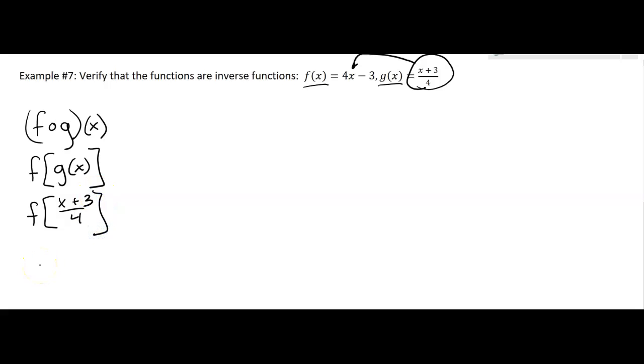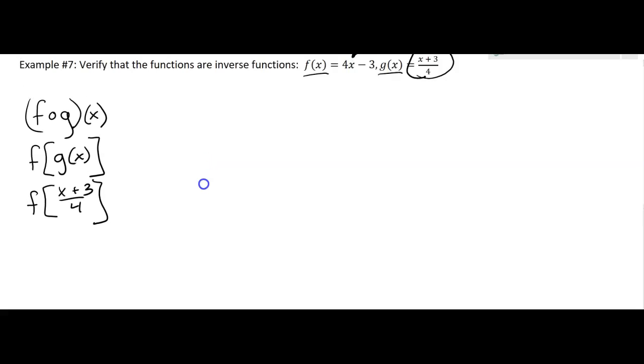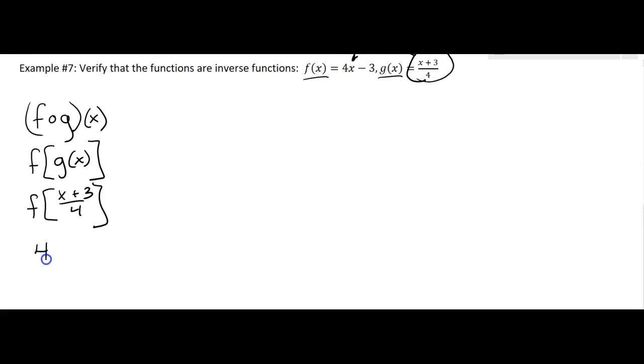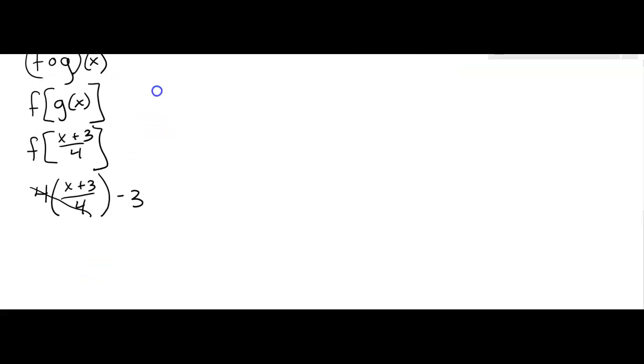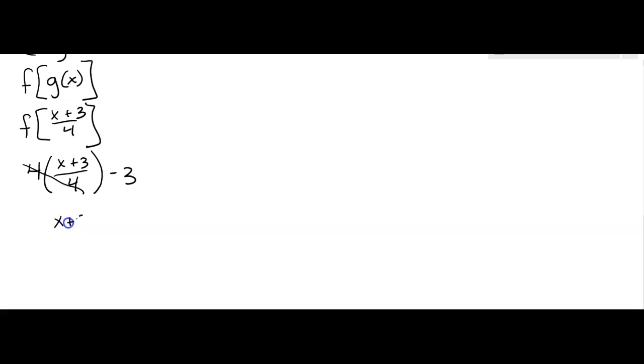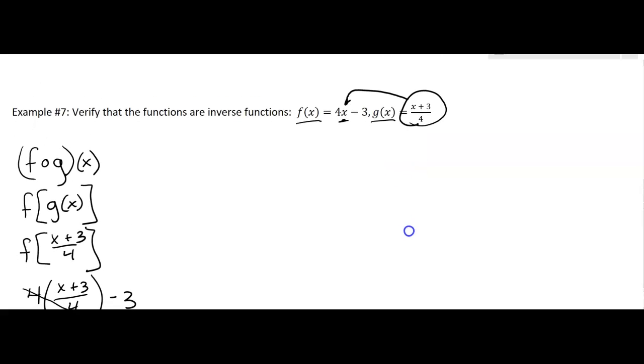And then that's going to be 4 times, but I'm not going to put in x, I'm going to put in x plus 3 over 4, and then minus 3. So you're replacing x in the f function with x plus 3 over 4. What happens? Those 4's cancel. You get x plus 3 minus 3, which is just x. And that's supposed to happen. So we're showing algebraically that they're inverses. We're verifying them by doing these compositions.